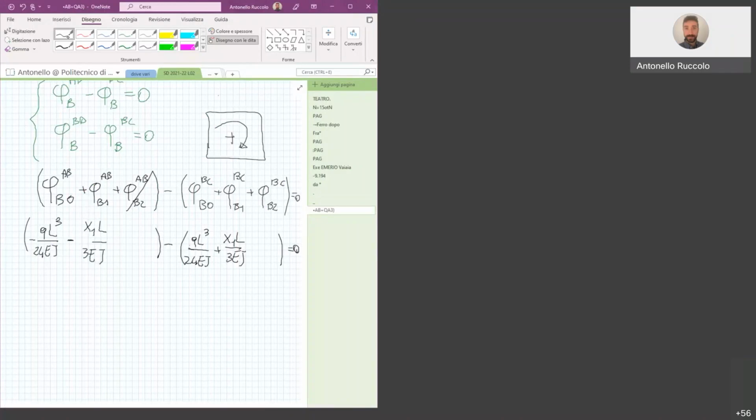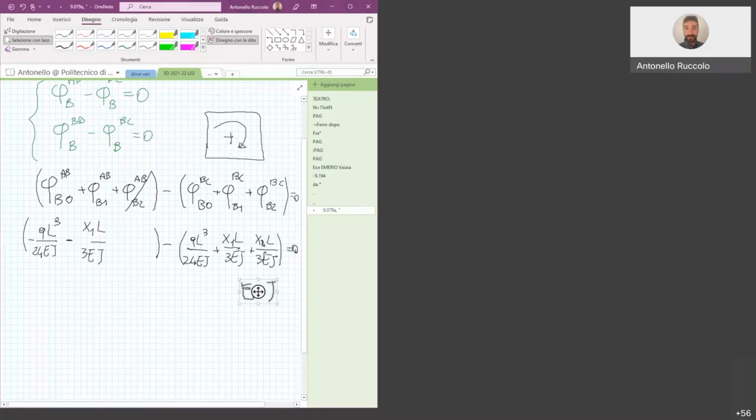Please notice that we are every time using the same E and the same iota, because in the assumption we are considering a structure which has the same material for both the beams and the columns, so the value of E is the same, and also the same section, so the iota is the same. Whereas if E and iota were different, we should distinguish between the E and the iota of all the elements. So this is the first equation.